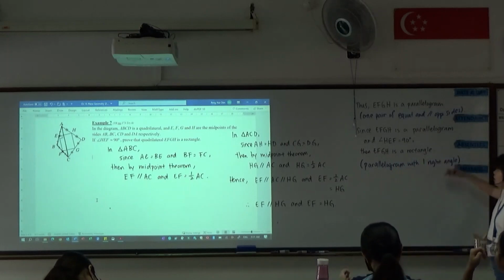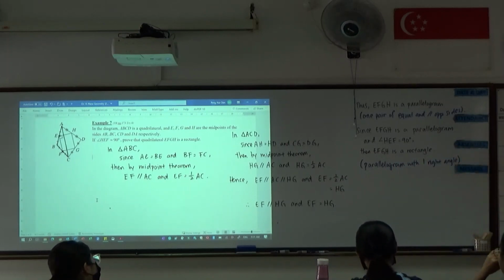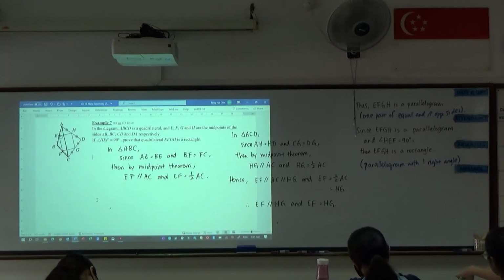Okay, then therefore it leads us to having our parallelogram and our angle HEF being 90 degrees, hence we have our rectangle. Okay.